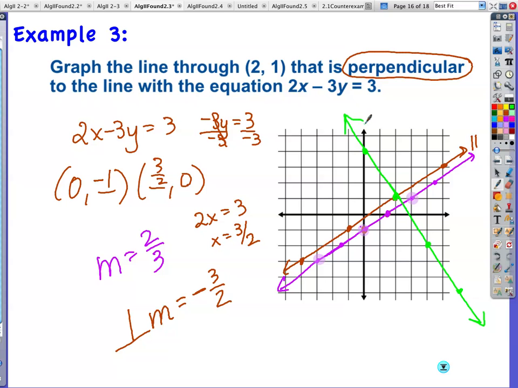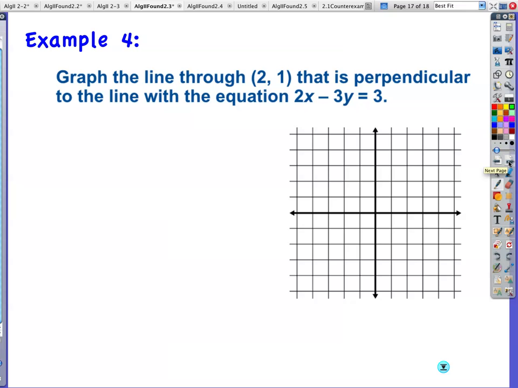And the cool thing is, as long as your graph paper is squared up, because every once in a while you might have kind of a rectangular graph paper, but generally they're squared up, you will see that this looks like a right angle. It forms right angles which are perpendicular.